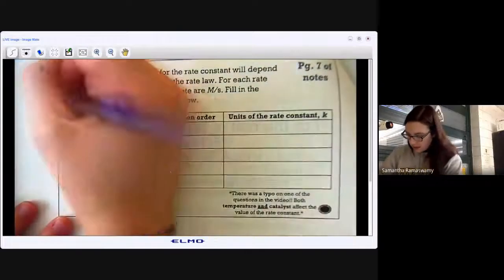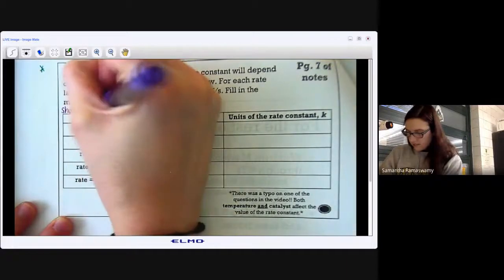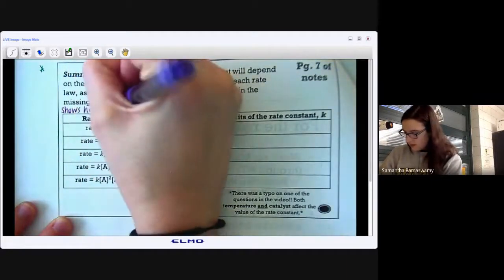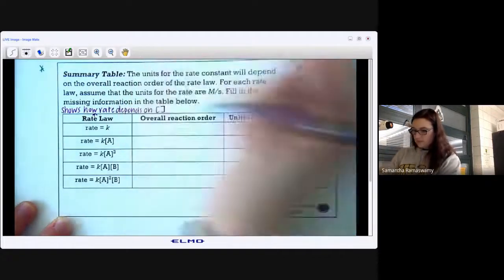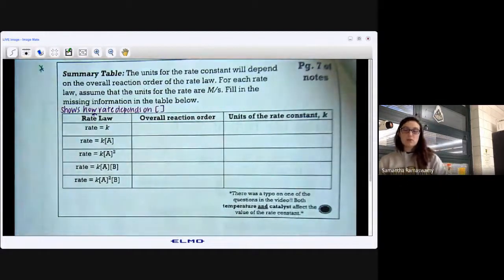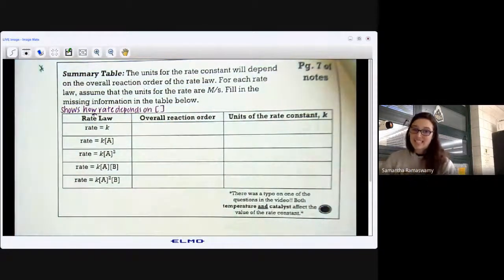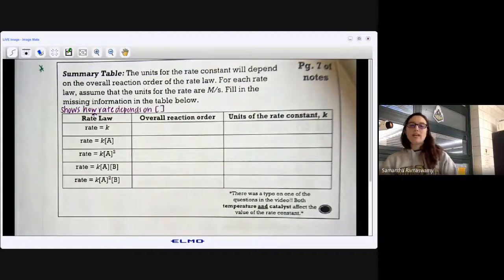So a rate law shows how the rate depends on concentration, and more specifically on the reactant concentration. This is a way that we can calculate initial rate based on concentration of reactants.